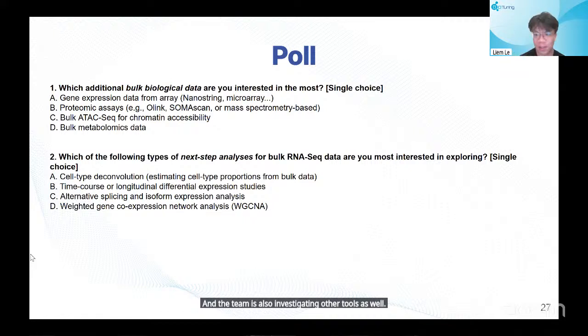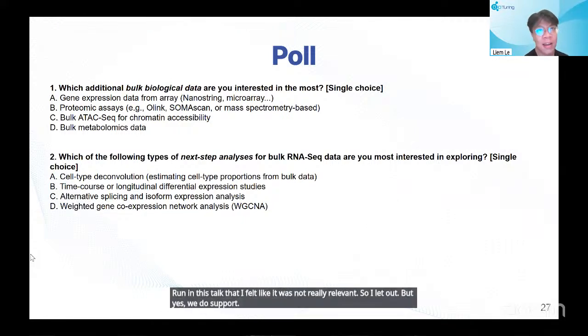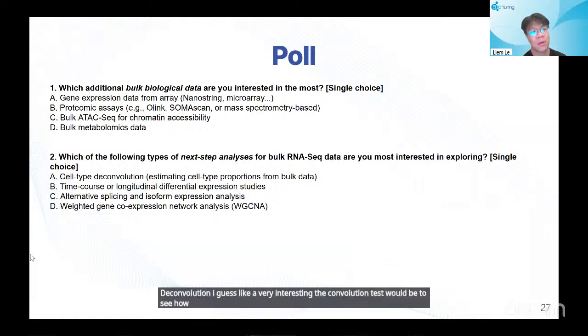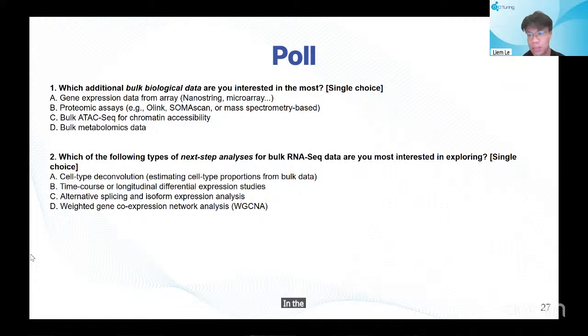Actually, I planned to have some cell deconvolution run in this talk, but I felt like it was not really relevant, so I left it out. But yes, we do support deconvolution. A very interesting deconvolution test would be to see how the immune cell compositions would be different in the chronic and the resolution state, right? Yeah, absolutely.